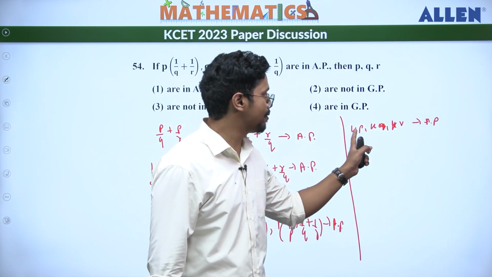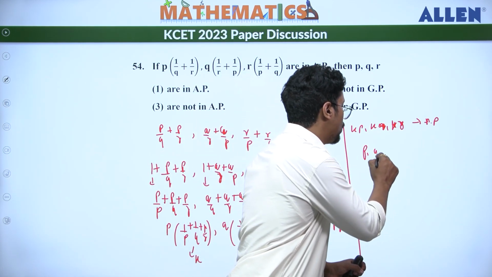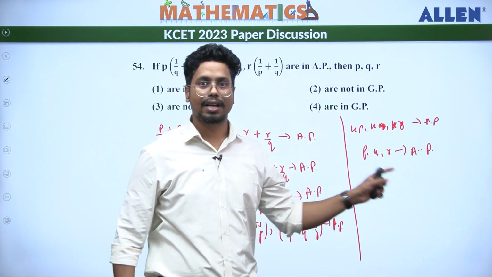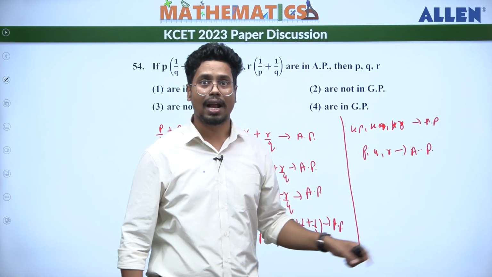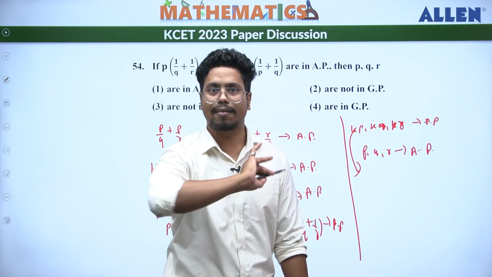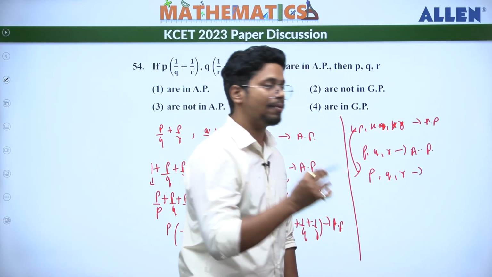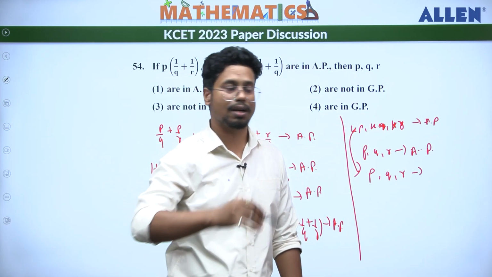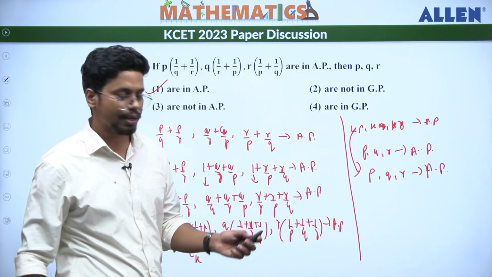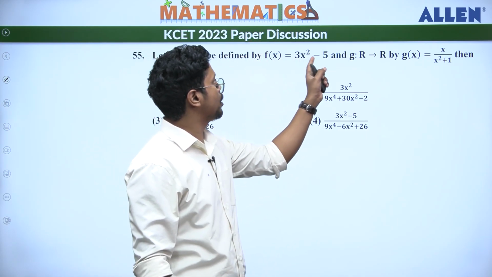So please understand, if KP, KQ, KR are in AP, it means that PQR has to be in AP, because if they are in AP, then if you multiply K with each and every number, or you can do it this way. If they are in AP, if I divide everything by K, what you will get? P, Q, R. And you know one thing, that if 3 numbers are in AP, when you divide by a constant number, they are still in AP. So which option is correct, all of you? Option number 1.